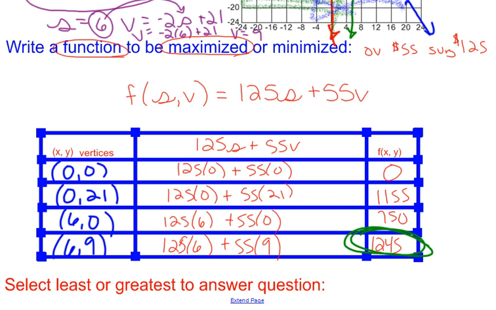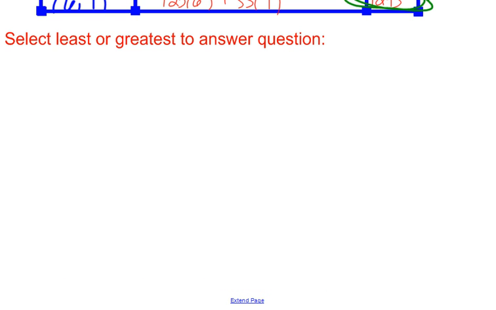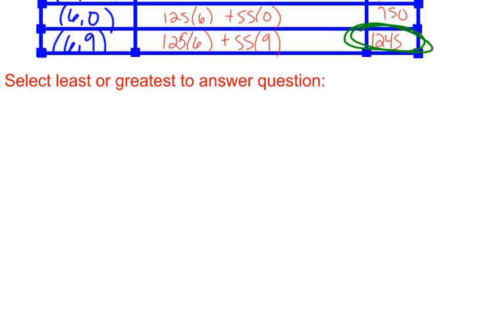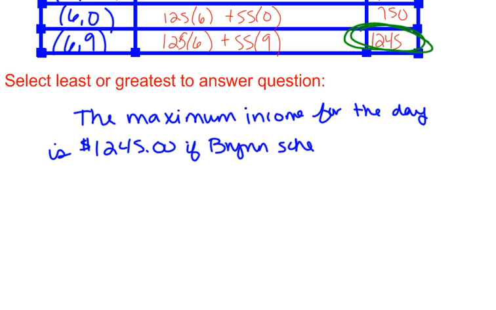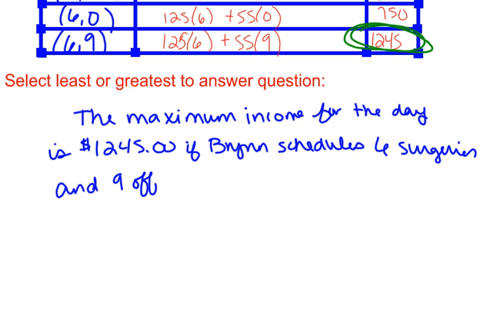Ideally, if they were asking us as a math person to figure this out for them, we would say in our answer, the maximum income for the day is $1,245 if Bryn schedules 6 surgeries and 9 office visits. There's my answer. I have just found out how they should schedule their appointments to make the most money they can.